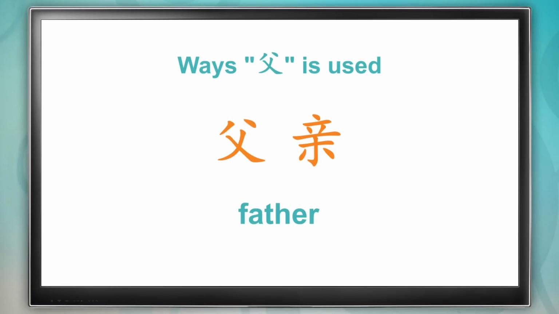Do you still remember the character 亲? I hope so. One of its meanings is close or relatives. So 父亲 literally contains the meaning that the father is one of the closest relatives to us. Let's read it together. 父亲. Good. Just as a reminder, 父亲 is a formal word and used more often when you talk about your father in a formal way.